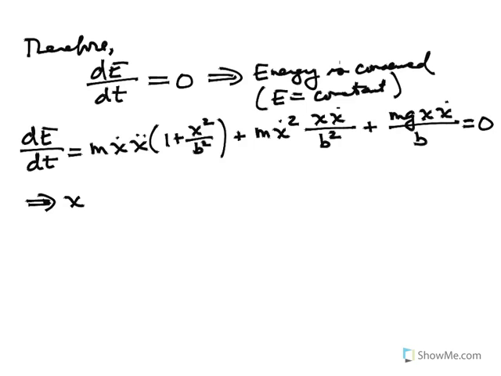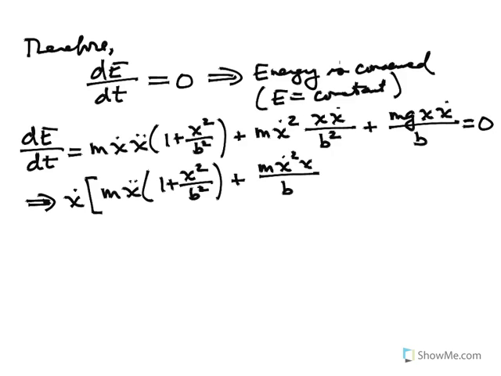So x dot is common to all these terms. So we get m x double dot times 1 plus x squared over b squared, plus m x dot squared x all divided by b squared. Actually, perhaps we can just rewrite that ever so slightly so that the m is on the outside, plus m times x dot squared x over b squared, and then we get plus mgx all divided by b, and that has to equal 0.